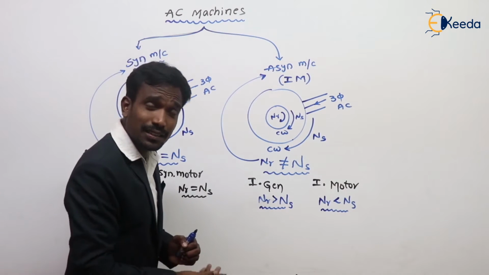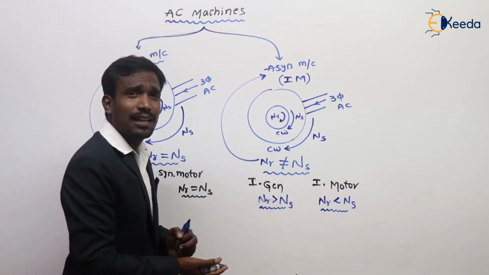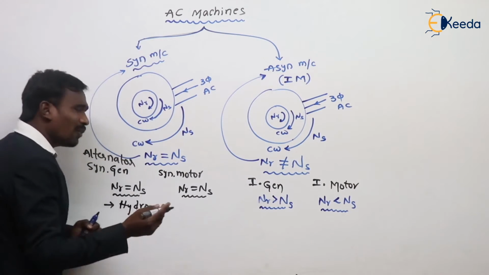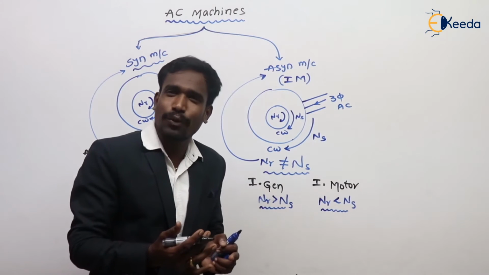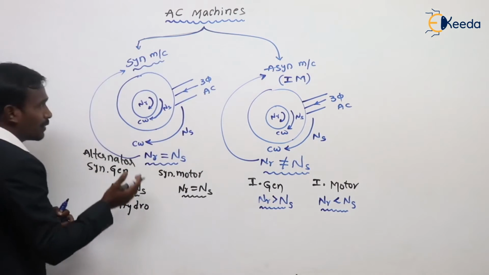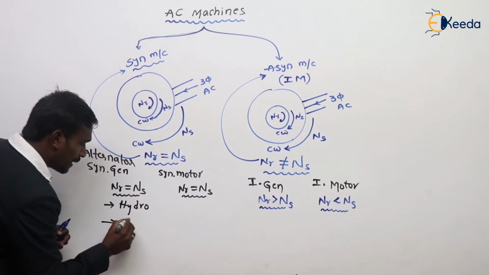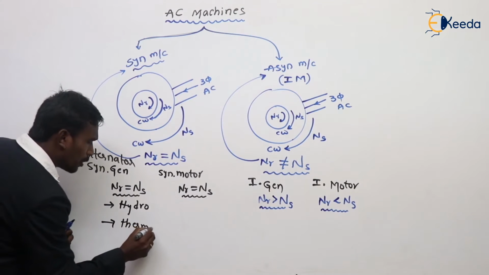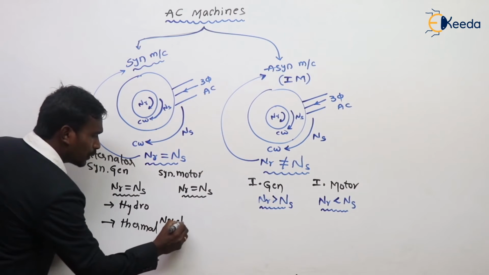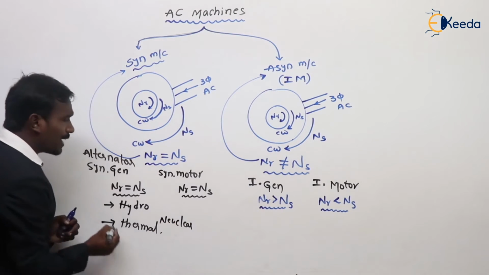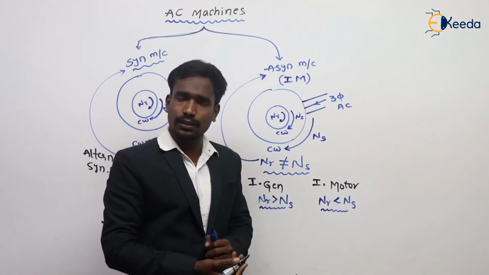Whether it is Hirakud or Bhakra Nangal, where power is generated using water force, in hydropower plants we use alternators. Of course, in thermal power plants and in nuclear power plants, we are using alternators, nothing but synchronous generators.